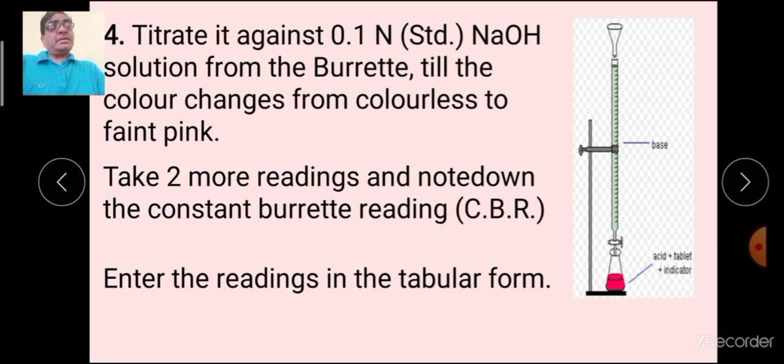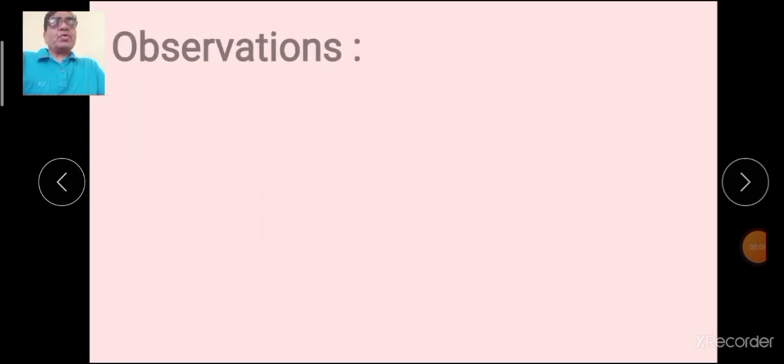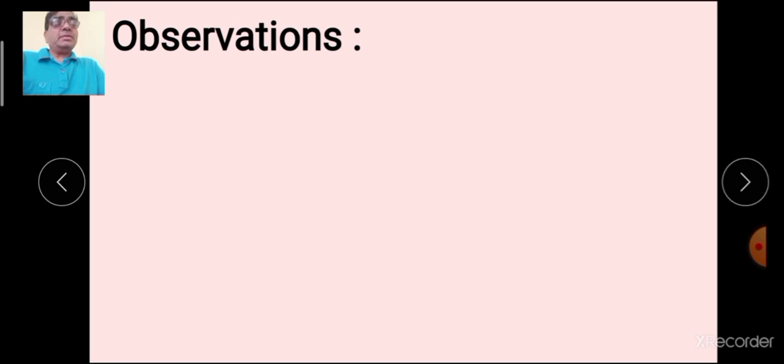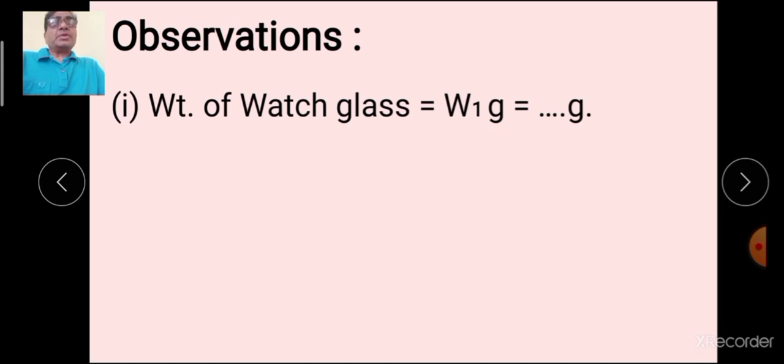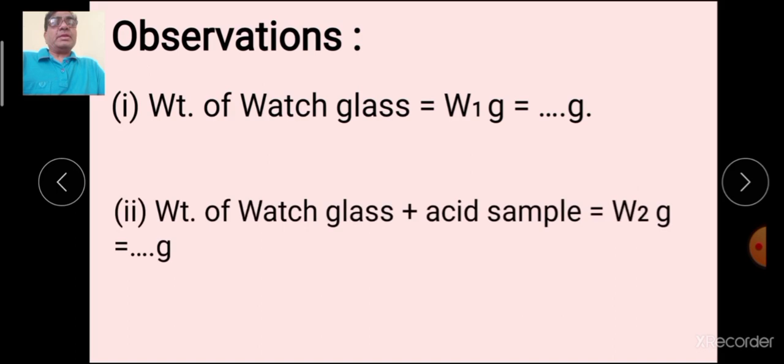Enter the readings in the tabular form. Now let us see the observations for the first part, that is preparation of acid solution. The observations are: first one is weight of the watch glass, that is equal to W1 gram. You have to note down the weight of the watch glass. Then second one is weight of the watch glass and acid sample, that is noted as W2 gram, that is you have to note.